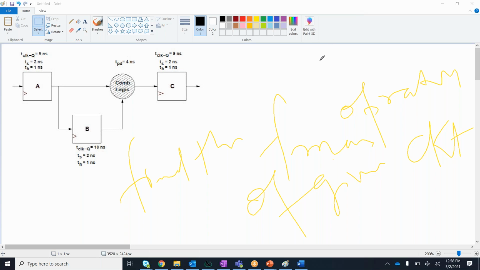What is the maximum frequency? 16. Time period maximum, we have to consider 16 nanoseconds. Okay. Any other answer? 22 nanoseconds. 22. 16. Any other answer? 16. 2 people.